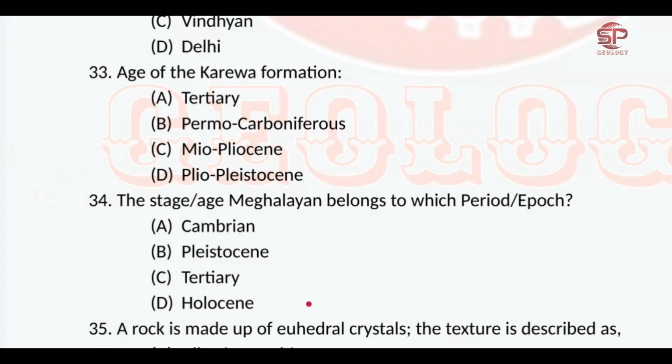Age of Karewa formation. It is Pleistocene. Karewa is found in Kashmir. So it is Pleistocene glaciofluvial lacustrine deposition. We also find Aeolian traces.